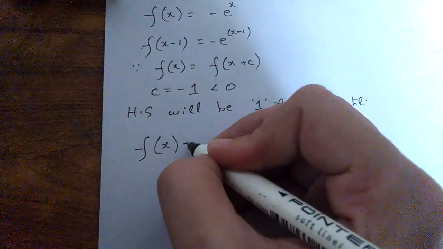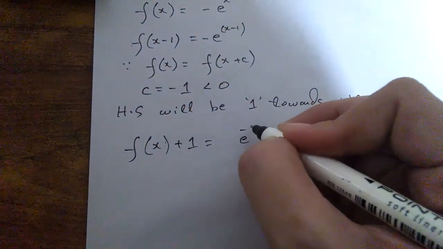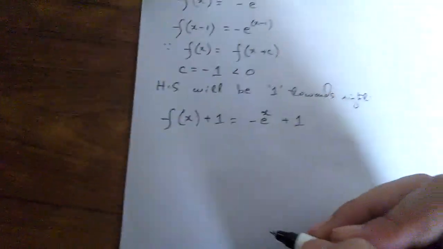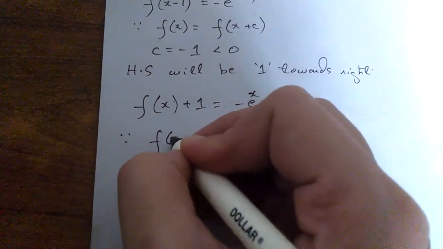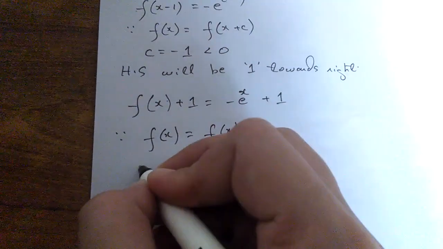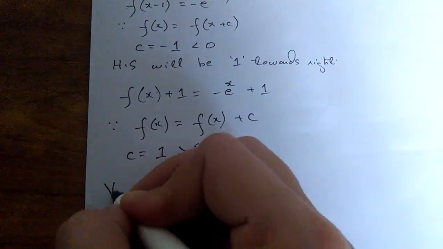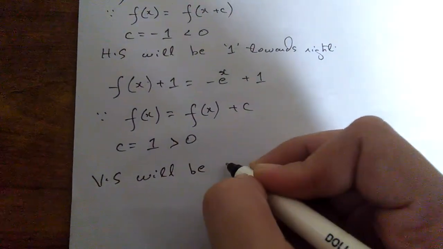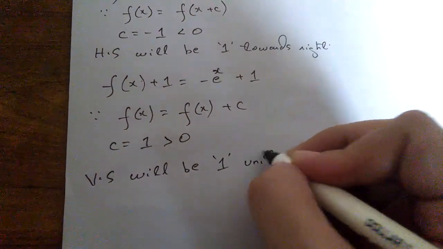If I add 1 here, it's going to be e of minus e of x plus 1. So this time, if you compare it with your general form, your c is 1 here, it is greater than 0. So this time the vertical shift will be 1 unit upward.